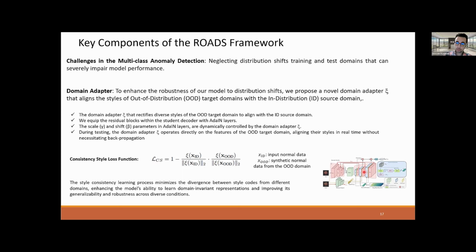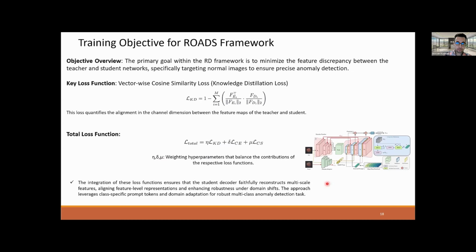And to do so, in the training phase we use some synthetic data augmentation such as solarize to make it robust. So this is how our idea works to make our anomaly detector robust against different distribution shifts.